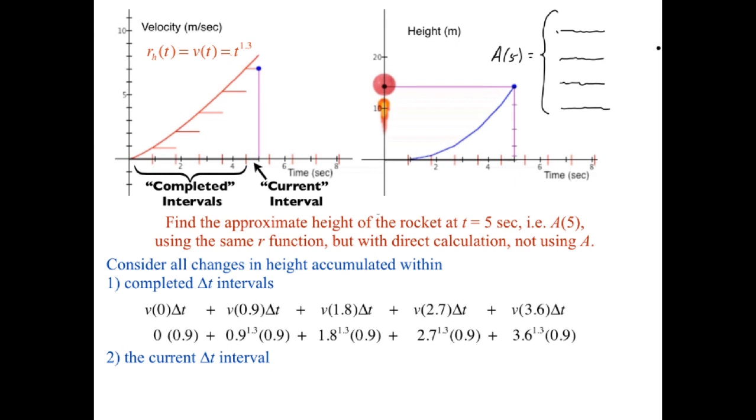All right, so I think most of you got it. For the completed intervals, we got rate times change in time, rate times change in time, rate times change in time for each interval. And we're going to add up all that accumulation. And then the current interval would be what? What would be the accumulation in the current interval?